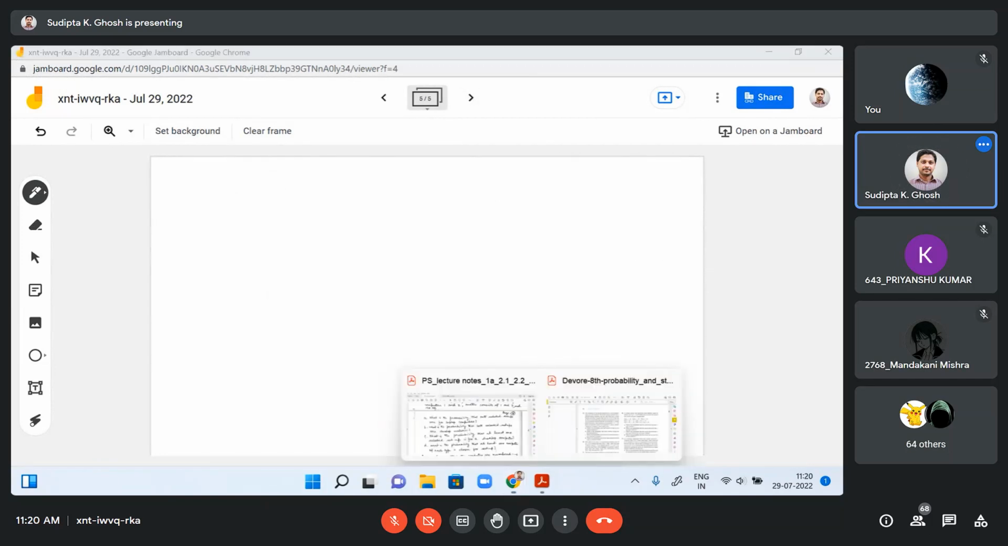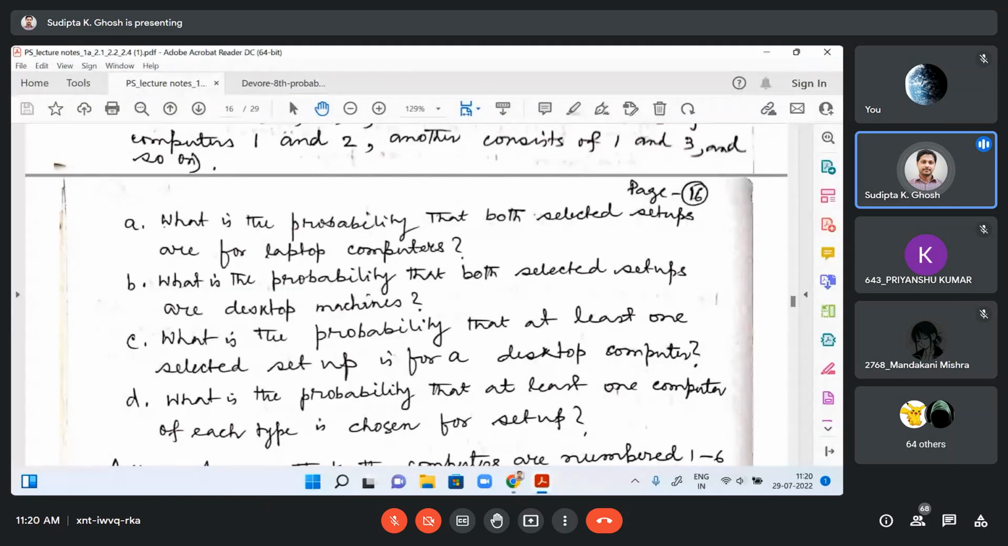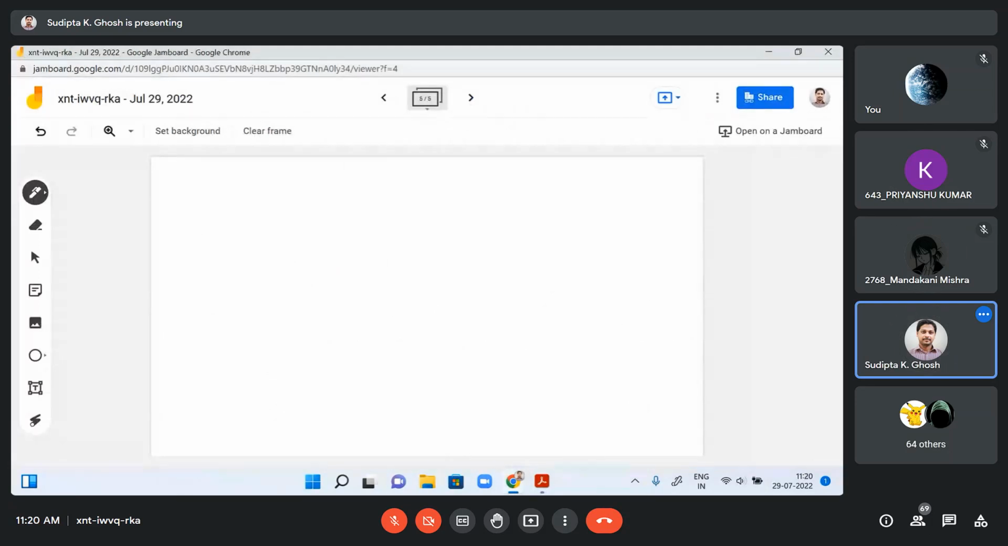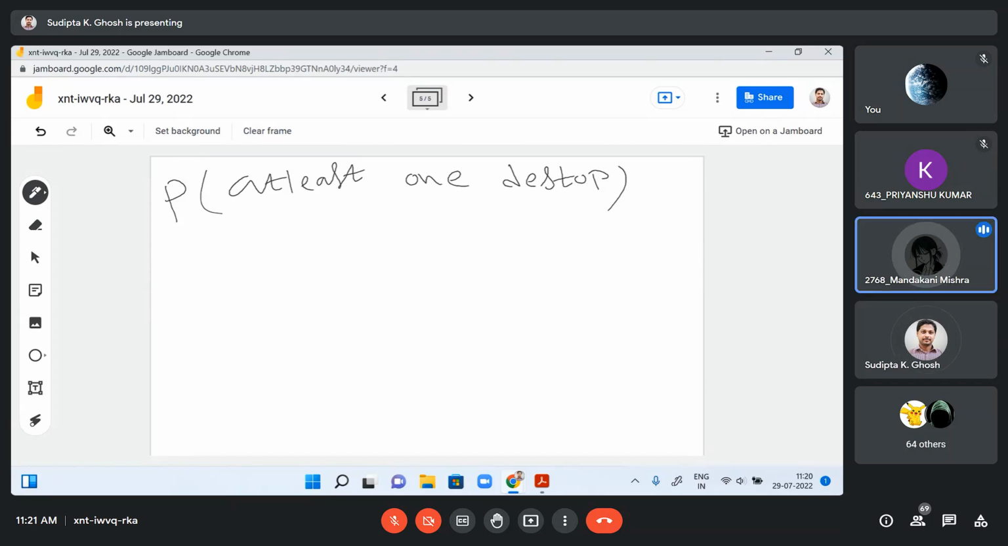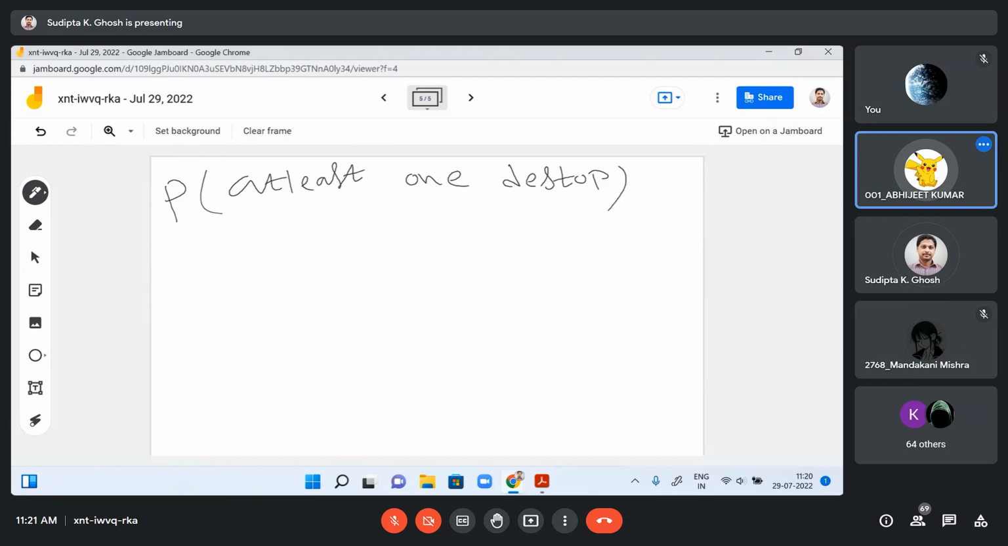Next, part C. What is the probability that at least one selected setup is for a desktop computer? So we'll subtract it from the at least one laptop case. Probability of at least one desktop, what is it? We'll take the complement, and 1 minus the 4C1 plus 4C2 plus 4C3.